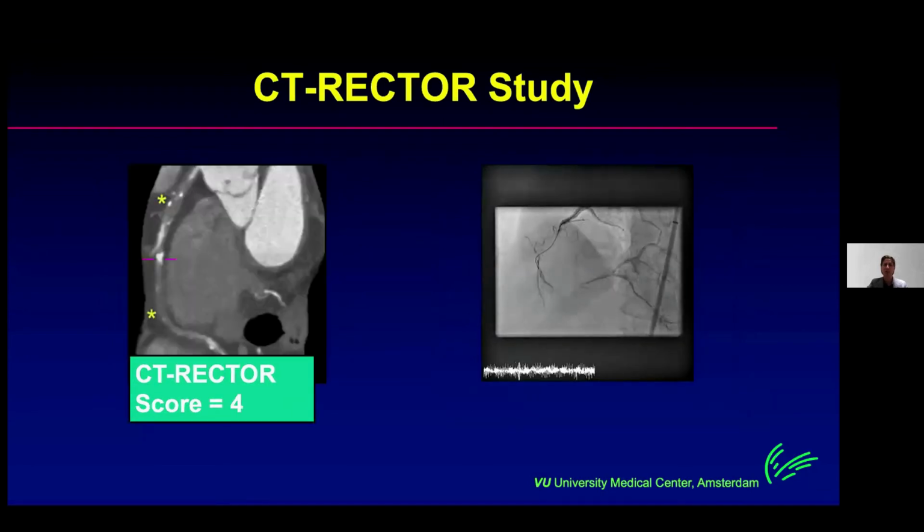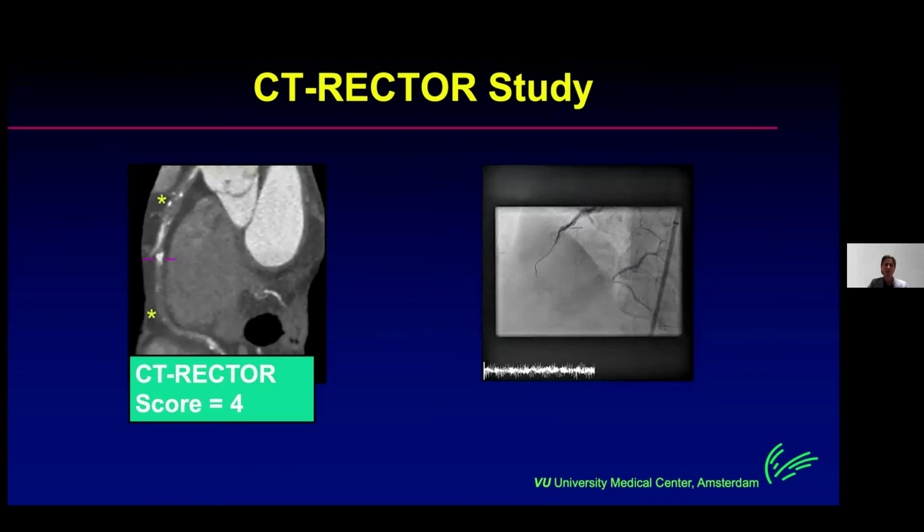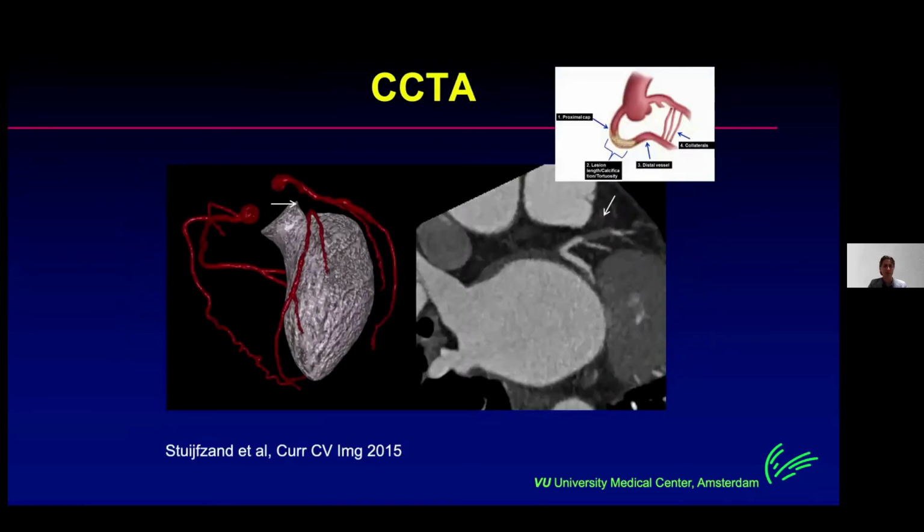And you easily open it. On the other hand, this is a CTO-RECTOR score of 4 based on the CT imaging. And now it's going to be more difficult to open up the artery. And you may refer this patient either to alternative forms of treatment, like bypass surgery, or refer them to expert centers. Because these are the images that you obtain.